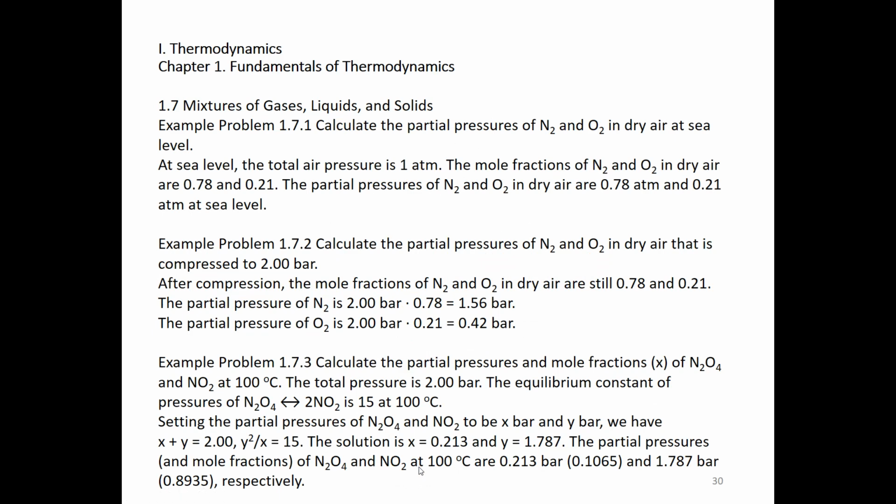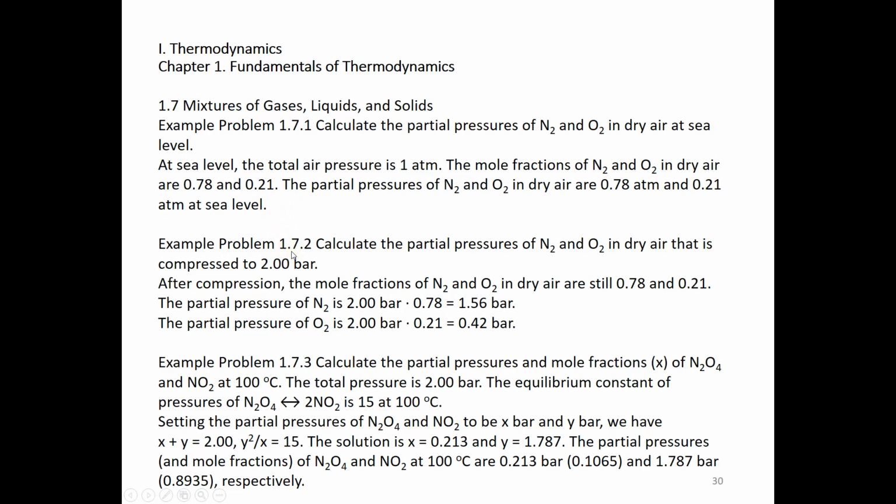Now let's look at a few numerical examples. Example problem 1.7.1. Calculate the partial pressures of nitrogen and oxygen in dry air at sea level. At sea level, the air pressure is 1 atm. For dry air, the mole fractions of nitrogen and oxygen are approximately 0.78 and 0.21. And therefore, the partial pressures are simply 0.78 atm and 0.21 atm at sea level.